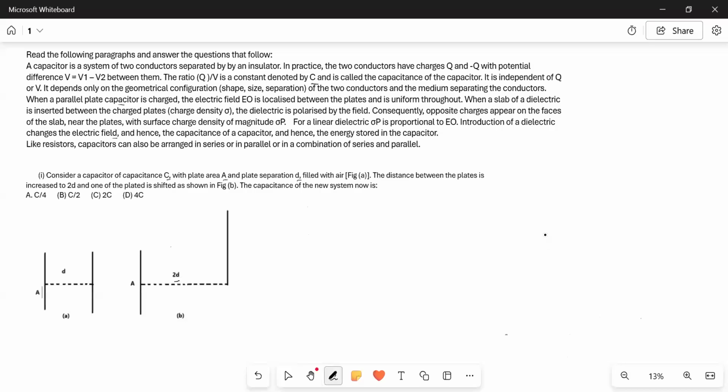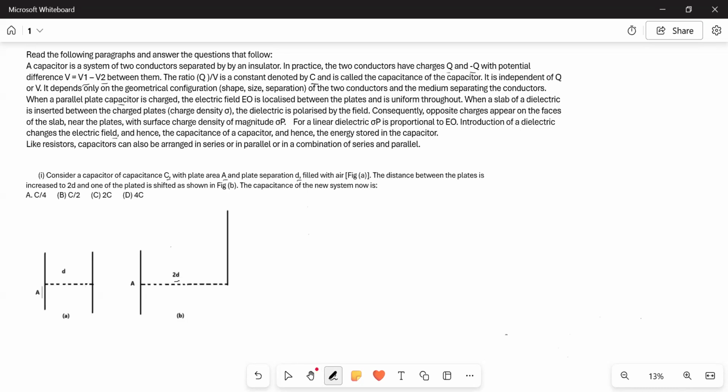Hi, this is a CBSE 12th Physics case study question. The passage is about a capacitor. The charges on the capacitor plates are Q and minus Q, and the potentials are V1 and V2. The potential difference is V1 minus V2.